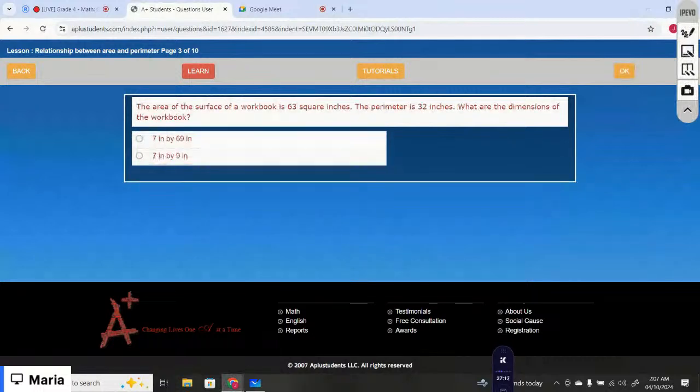The area of the surface is... We are working on grade 4 math. The chapter we are working on is geometric measurement. The lesson we are on right now is the relationship between area and perimeter. Relationship between area and perimeter, right?